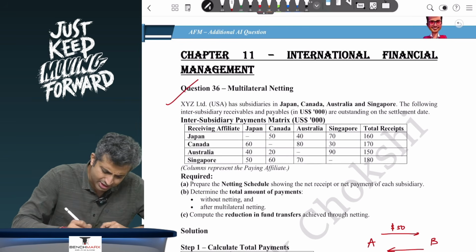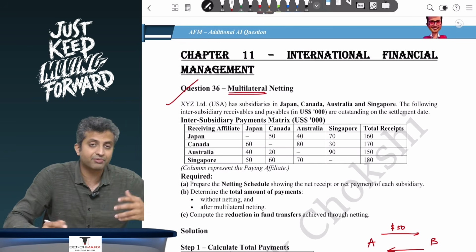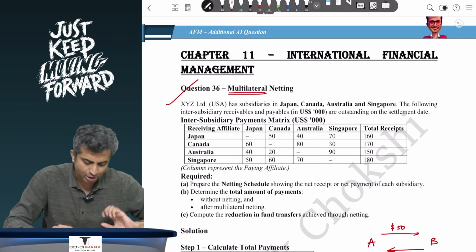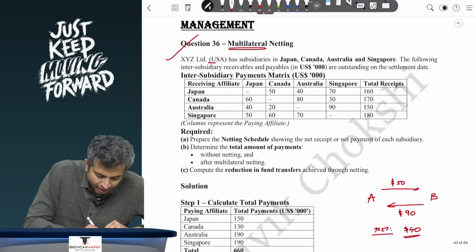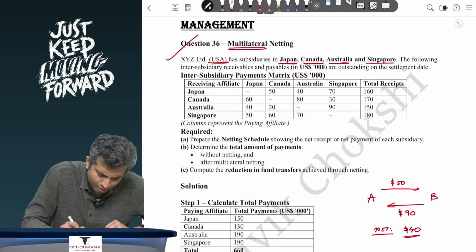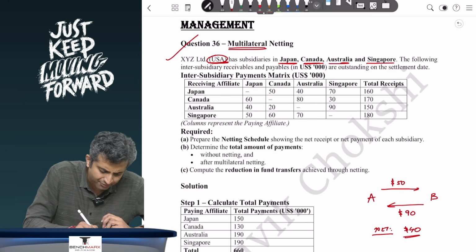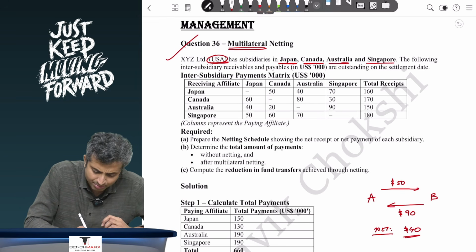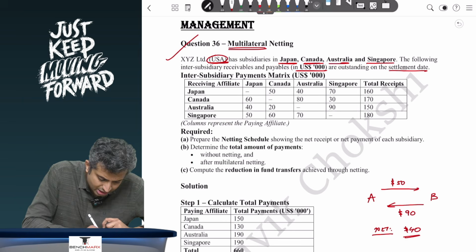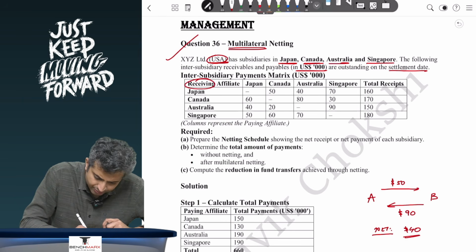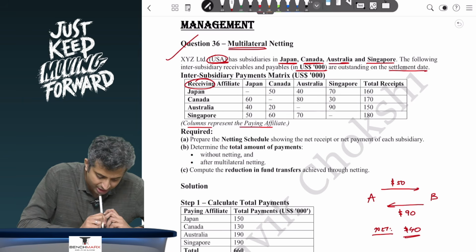So if I look at a question, this is a basic common sense thing, but if it comes as multilateral netting, you have done one question for that. XYZ from US has subsidiaries in Japan, Canada, Australia, and Singapore. So this is a US company that has subsidiaries at multiple places. The following intercompany receivables and payables in US dollar thousands are outstanding at the settlement date. The rows are probably the receiving affiliate and the columns represent the paying affiliate.